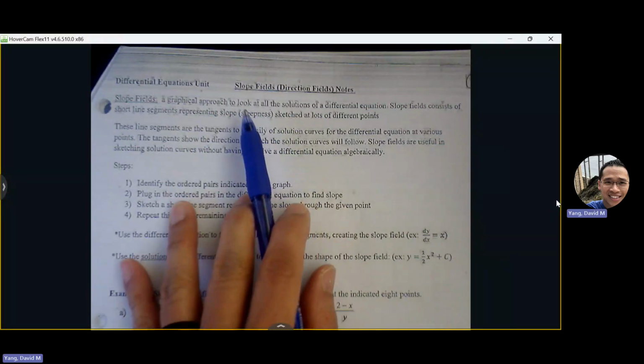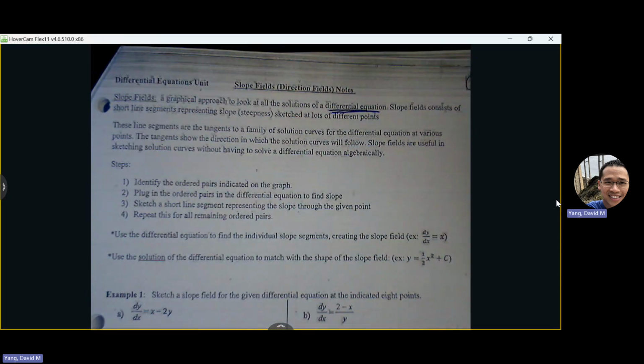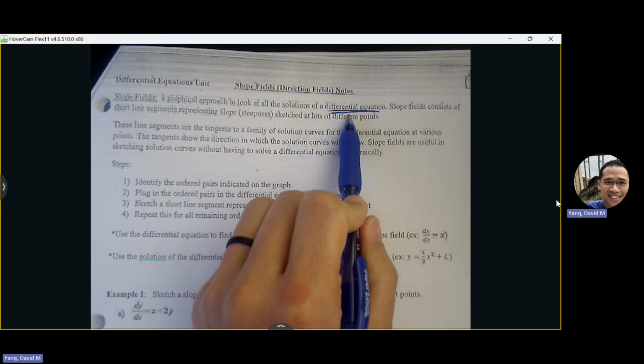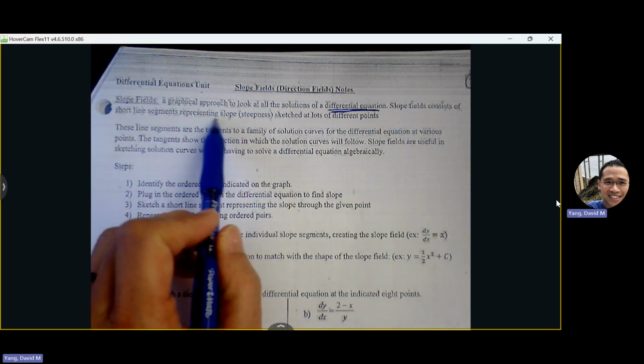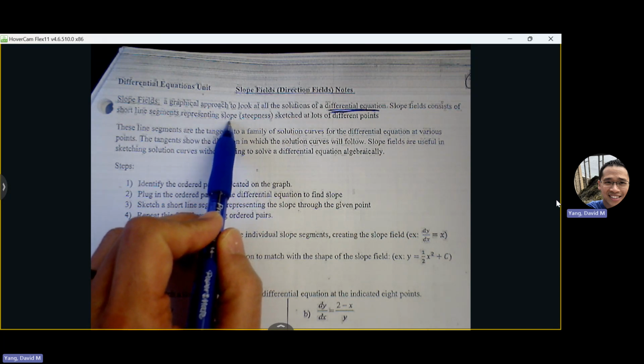So slope fields is a graphical approach to look at all the solutions of a differential equation. So we've been solving differential equations, going through our process of separating variables, taking the antiderivative on both sides, and getting our derivative up to the function level. So differential equation is just another word for derivative. But not every derivative can be solved algebraically by hand. And slope fields allow us to look at what the solution would be if we could solve it.